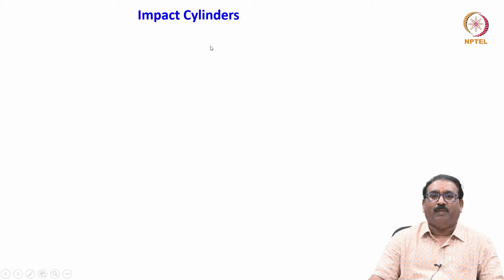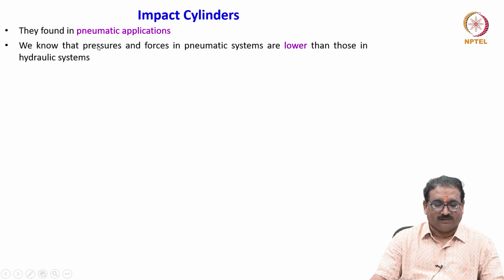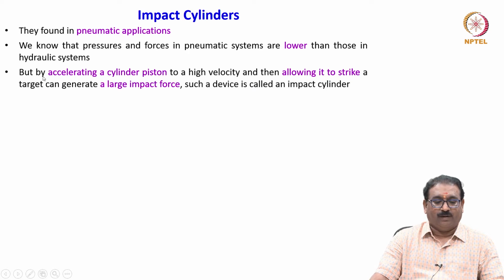Then we will see the impact cylinders. Again, they have found wide applications in pneumatics. We know that the pressures and forces in pneumatic systems are lower than in hydraulic systems. But accelerating the cylinder piston to a very high velocity and then allowing it to strike a target can generate a larger impact force. Such a device is called an impact cylinder.